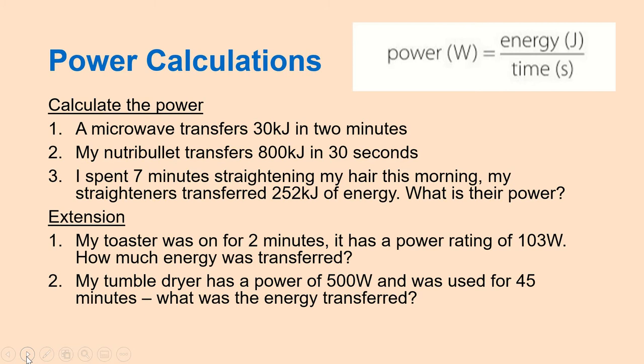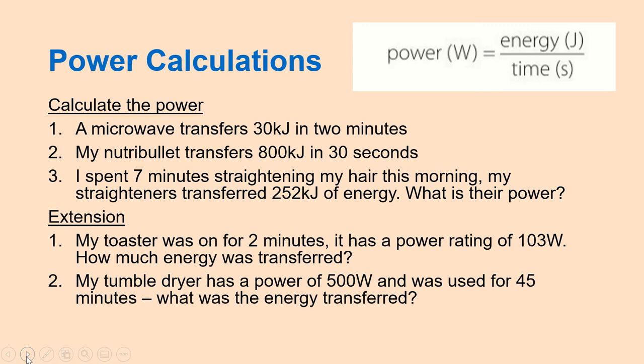420. So now you need to write in your books your equation. So it's going to be power equals the energy, which is 252 kilojoules, so we times it by 1,000. So we have 252,000 joules divided by the number of seconds, which was 420. So 252,000 divided by 420 gives us 600 watts.